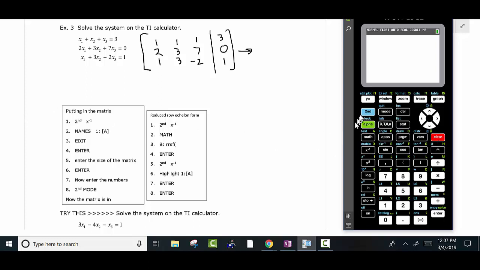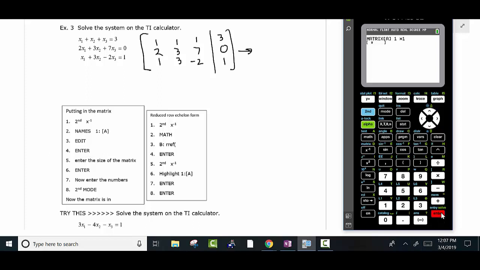So the first thing is you go to your matrix. You go second x to the -1 to open up your matrix. We're going to put this in matrix A. It doesn't matter, you can put it in any matrix you want to. So press enter. Whoops, you got to do edit. I forgot about the edit thing. So you have to go to edit. Okay, just press enter. Just follow the steps.